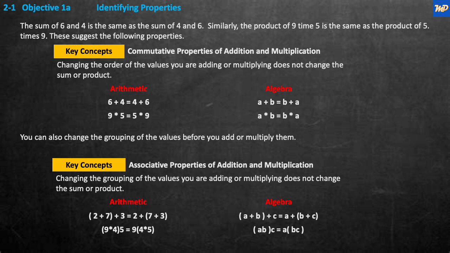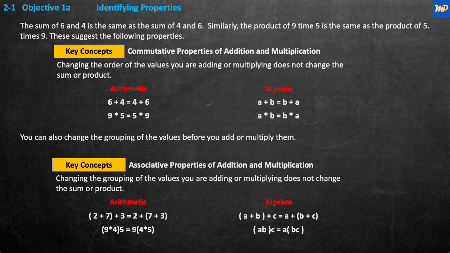So looking at it from an arithmetic point of view, 6 plus 4 is equal to 4 plus 6. They both equal 10. 9 times 5 is equal to 5 times 9. They both equal 45. If you do it from the algebraic point of view, A plus B is the same as B plus A, and A times B is the same as B times A. Doesn't matter what order you multiply or add these in.